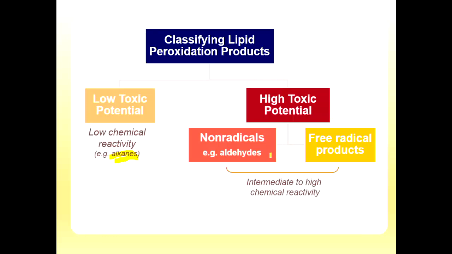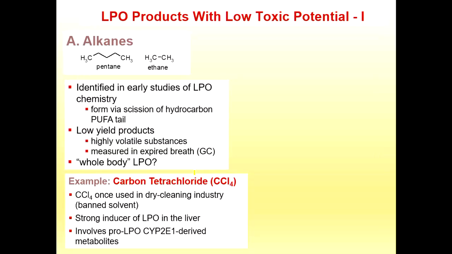And when we look at those, we can subclassify them according to free radical products. So that includes some of those peroxyl radicals and alkoxyl radicals. But especially important, I think, are the aldehydes, the non-radical products. And these can be very electrophilic and reactive with cellular components. So I think they deserve particular attention as mediators of disease. Okay, so let's start off with a couple of classes of substances that are released during lipid peroxidation, starting off with those that have low toxic potential.